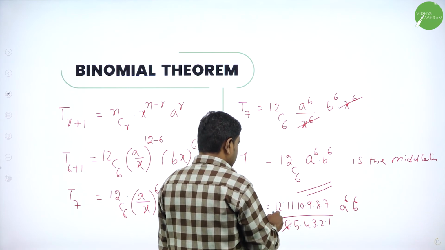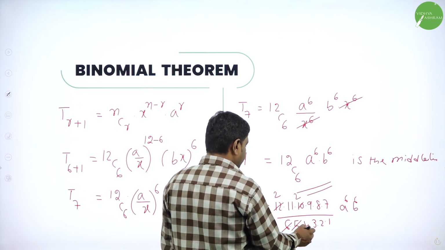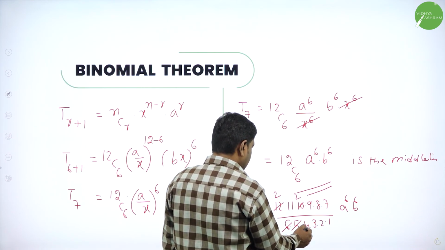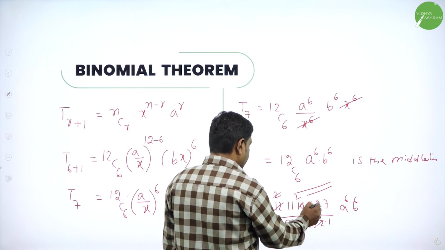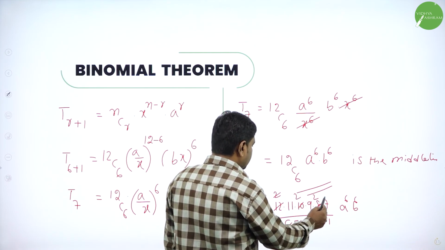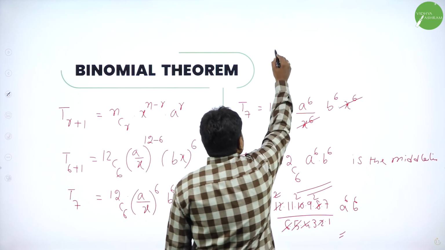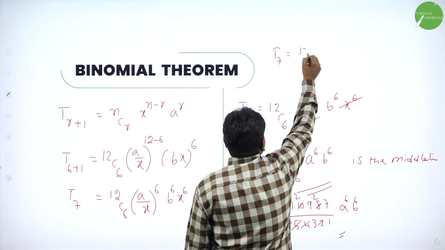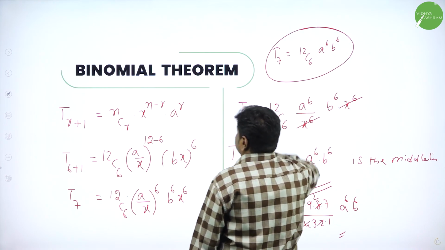So 6 ones are 6, twos are 2. 5 ones are 5, twos are 2. And further we have 2 and 2 cancels. 4 ones are 4, twos are 2. Remaining numbers you multiply: 11 into 2, 22 into 18 into 7, and write it. Or my suggestion, leave T7 is equal to 12C6 a power 6 b power 6. This is the standard answer. Fine, you'll get full marks.